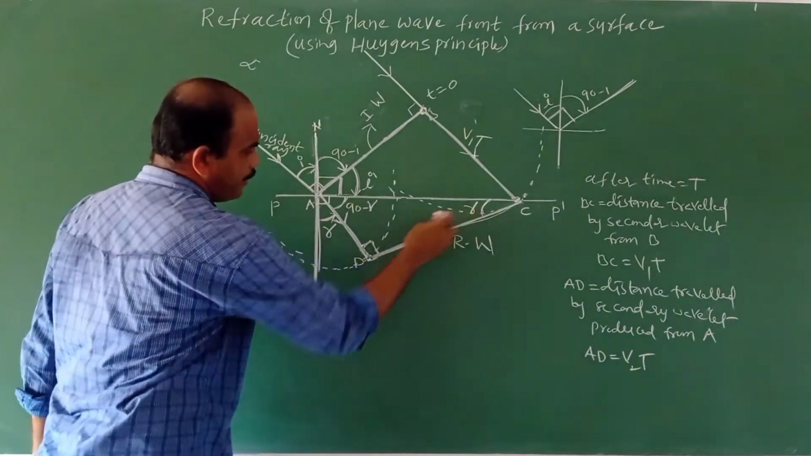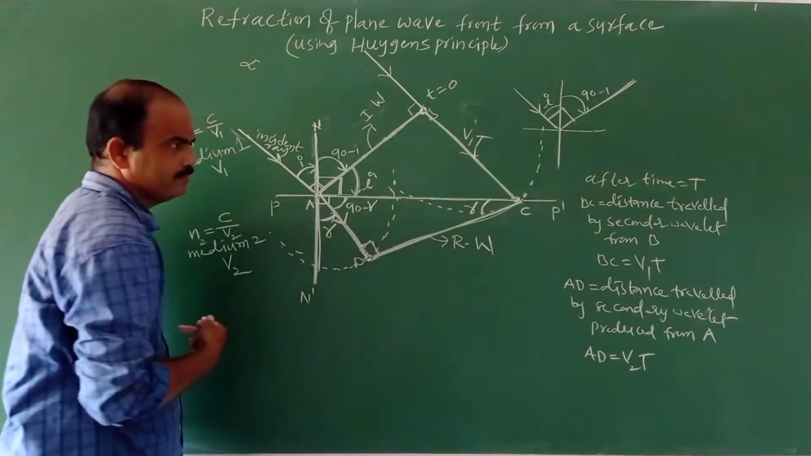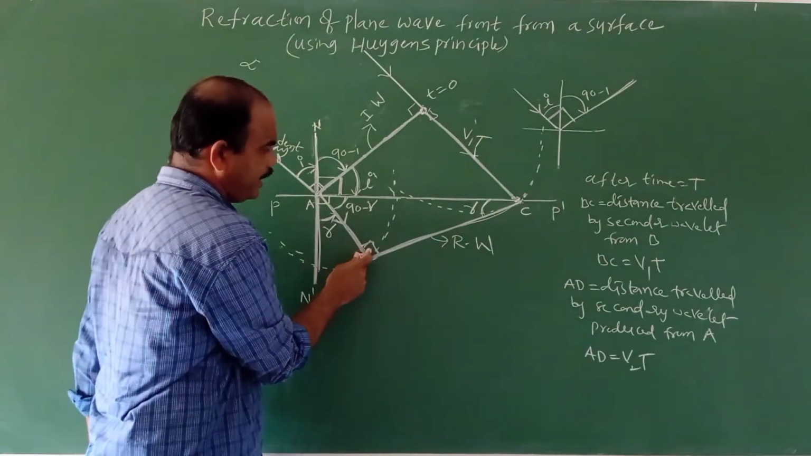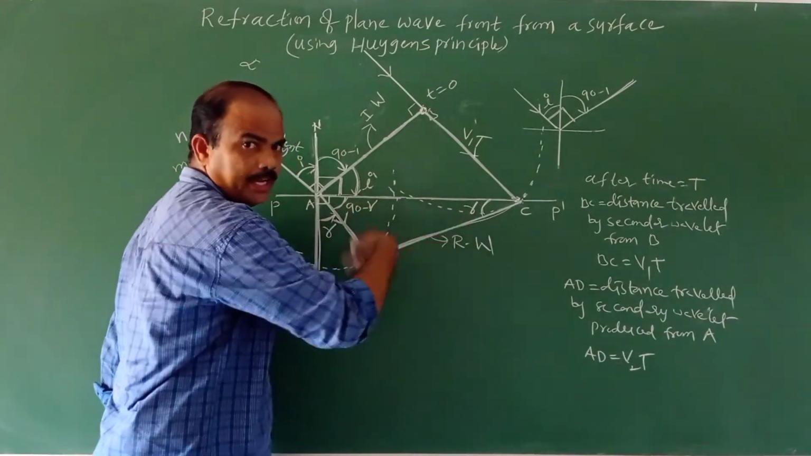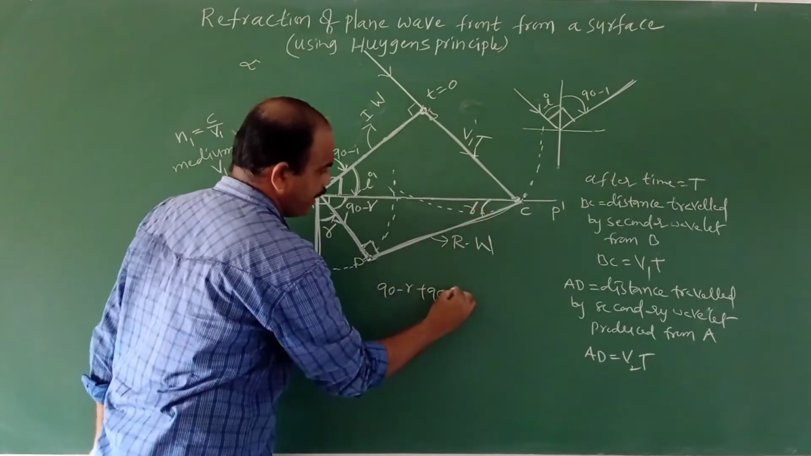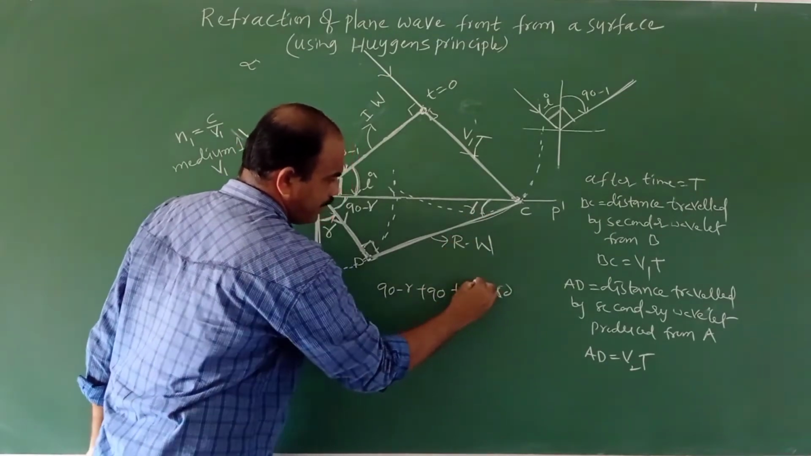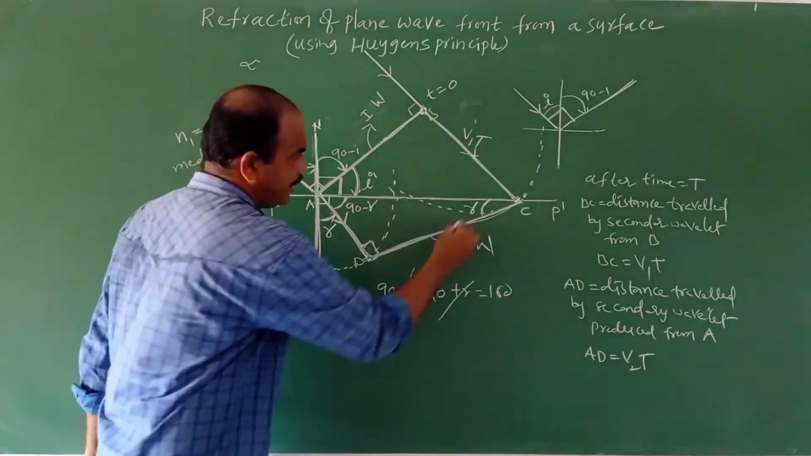This angle can be taken as r. This is a right angle triangle. So now this is 90 degrees, this is 90 minus r, and this is r. Totally how much? 180 degrees. So 90 minus r plus 90 plus r gives what? 180, because plus r and minus r will be cancelled. 90 plus 90 gives 180.